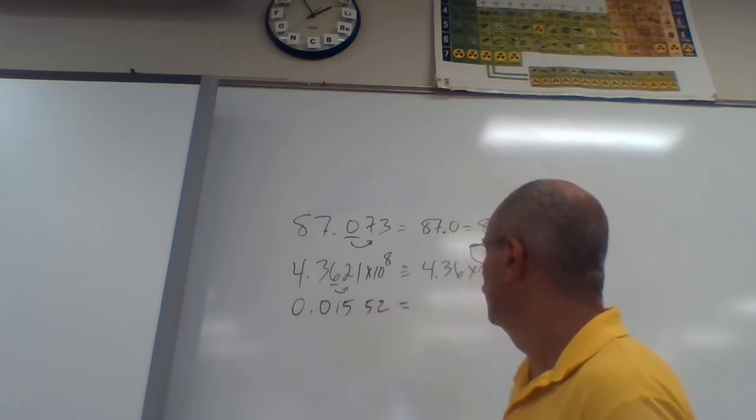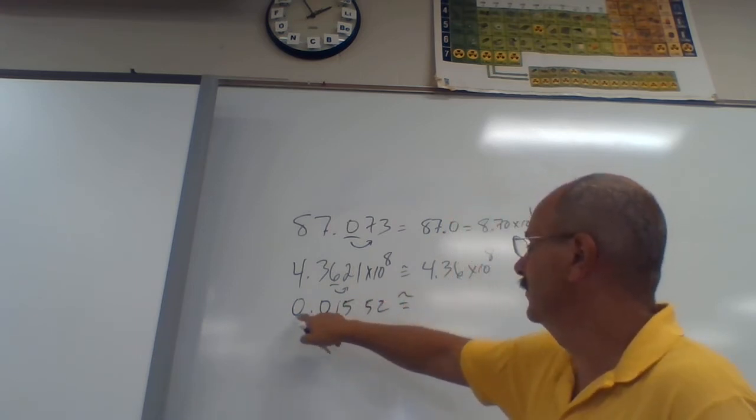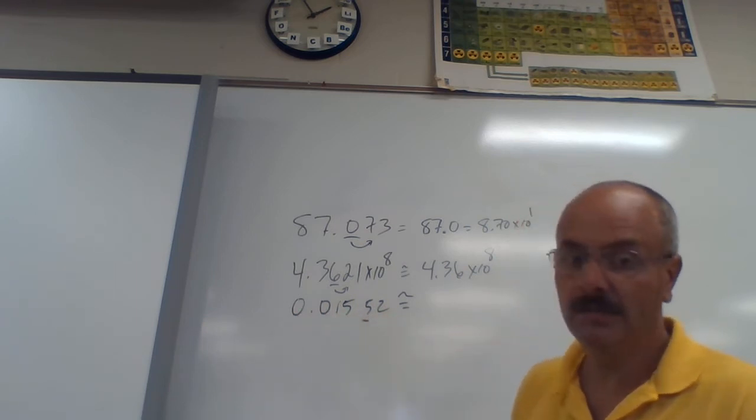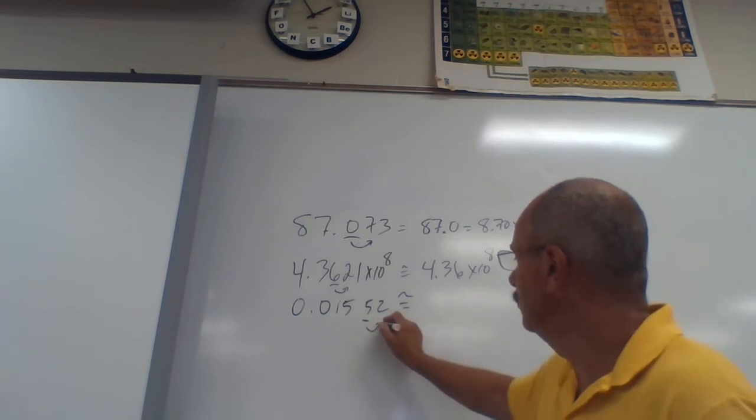Letter C, 0.01552. Well, third significant figure. Well, these guys are not significant. So there's my first, second, third. There's the third one. So I'm going to look at the 2.